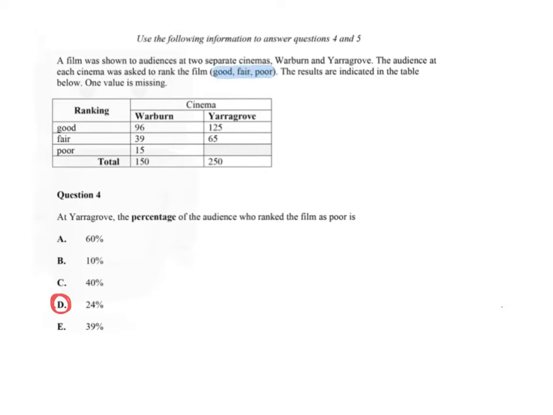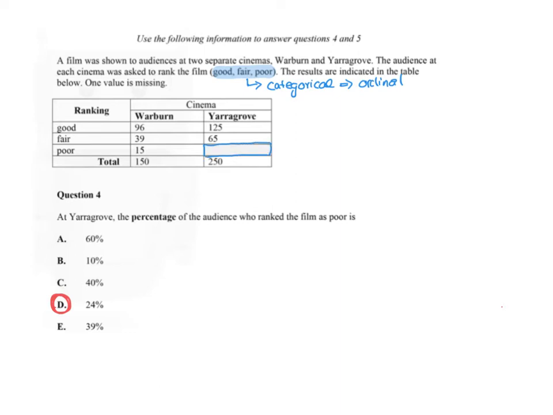So what type of data do you think that is? Good. Categorical. And what type of categorical do you reckon? Yeah, I'd call it ordinal. If someone said it was good, someone said it was poor, there's a difference, isn't there? All right, so the results are indicated in the table below. One value is missing, so we can see here one value is missing.